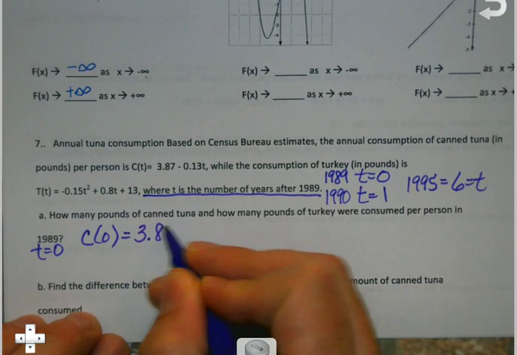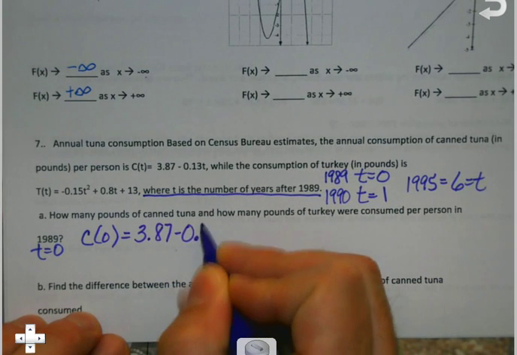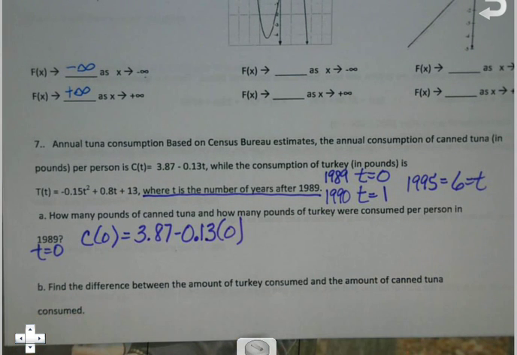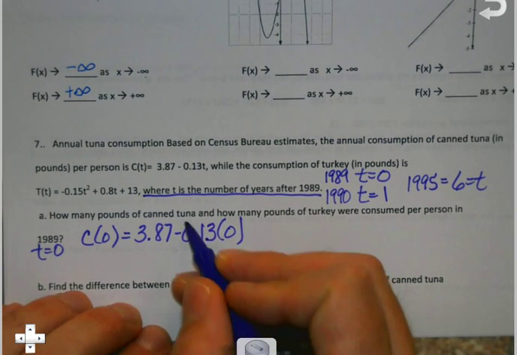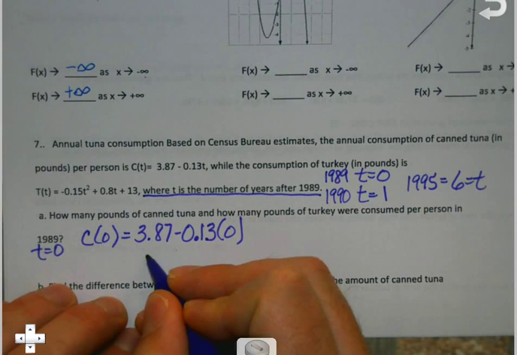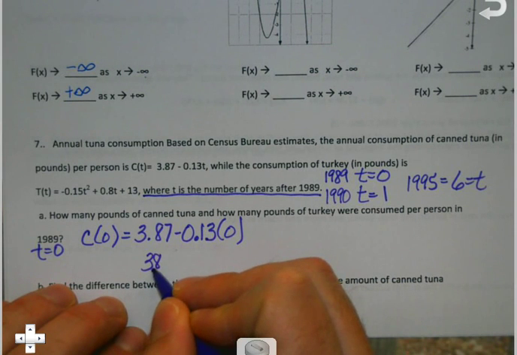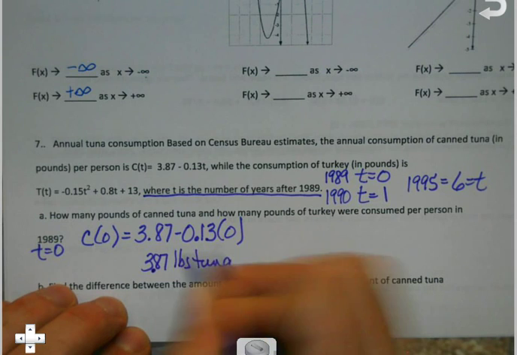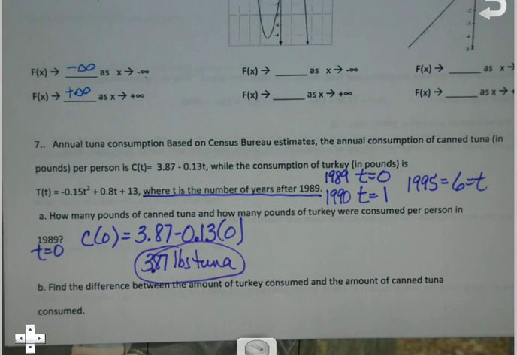And then I start copying this until I get to a T. When I get to a T, I plug the value in. And the nice thing about this being the base here, being T equals 0, is anything times 0 is 0. So this all just turns into 0. So 3.87 pounds of tuna would be what the average person would consume that particular year.